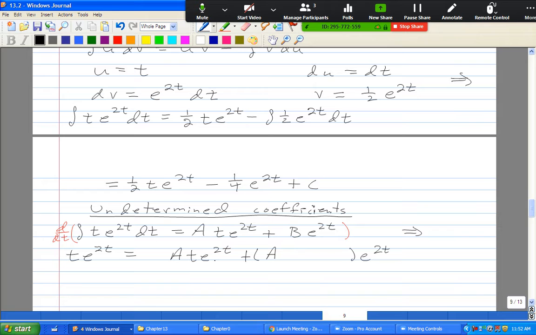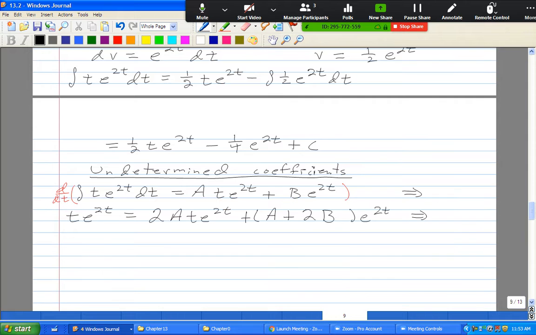Derivative of e to any exponent is just e to the exponent times, well, in this case, the derivative of 2t, which is 2, plus derivative of the second term. Well, that's just going to bring down my 2 out in front, so it's a 2b e to the 2t. And so from here, I see that equating coefficients, 2a must equal 1, and a plus 2b must equal 0. So a is equal to 1/2 from this first equation. And so 2b is negative 1/2, so b is negative 1/4.